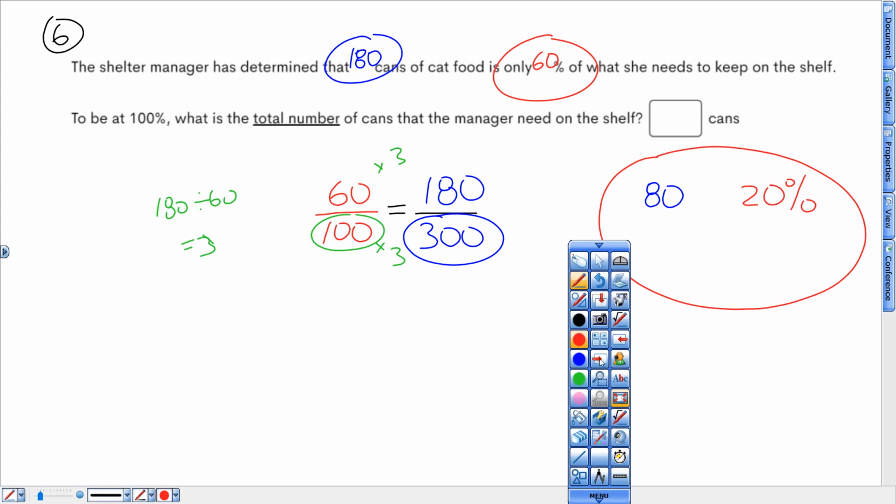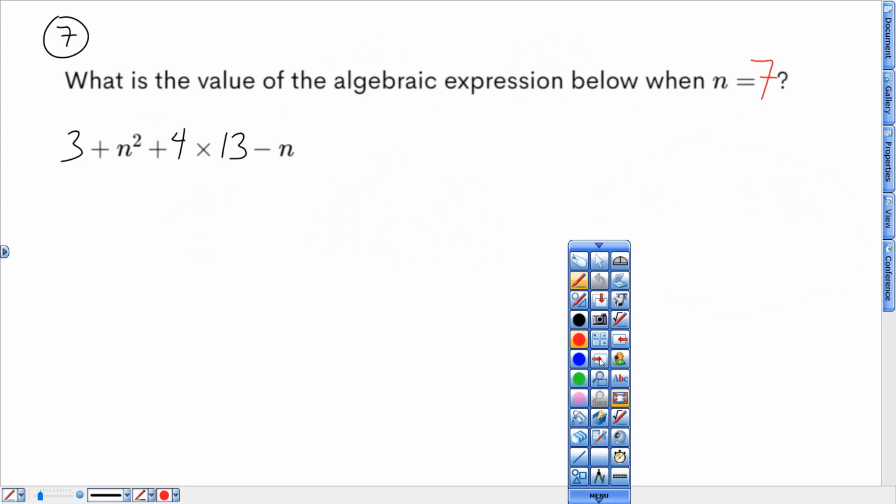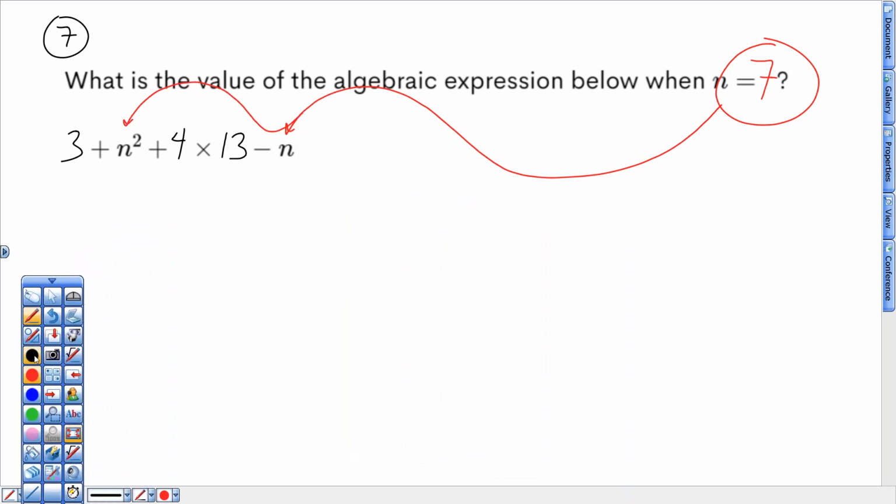All right, next problem, number 7. This one, take this value for n and plug it in to 2 places. We've done this problem. So this one, the 3 stays the same. That n squared gets replaced with that 7 right there. 7 to the 2nd power. That's never 14, folks. Never is that 14. That's 7 times 7, 49. Then I have that 4 times 13. And then I have another 7 right here that I insert.